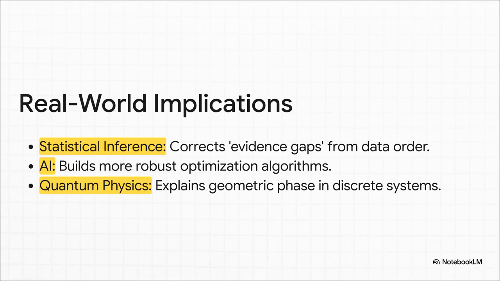Same goes for AI. An optimization algorithm can get stuck because of the order of its updates. Well, by understanding these little hexagonal traps, we can design much smarter algorithms that just sidestep them. It even gives physicists a blueprint for understanding certain effects in quantum systems. In every single case, knowing the shape of your enemy is the very first step to defeating it.